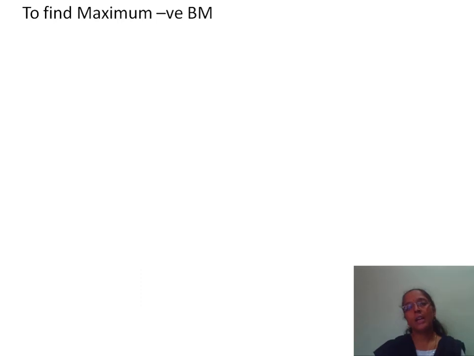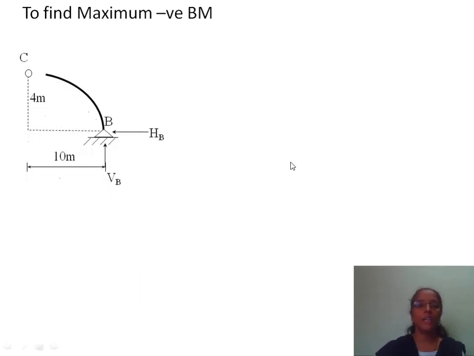So it occurs in between BC region. Therefore, let us consider any section in between BC region. So this is the BC region. Let us consider any section XX at a distance x from the support. It is also measured from the support B. Any section x from the support as shown in the figure.